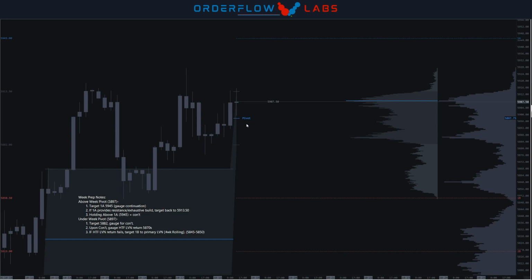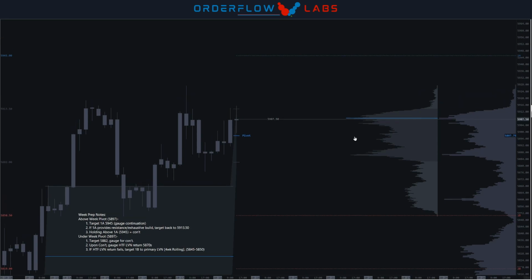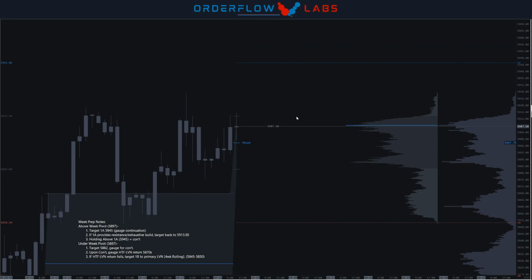As long as we're holding that weekly pivot here down at 58.97 3/4, I want to target activity up into the 1A, which is 59.45. And if we remember from last week, we had a target up at the 59.50s. That area is going to be of reference to gauge for either continuation or an exhaustive look. We've seen exhaustive looks before, where you get an exhaustive node, we come back into prior distribution, and that gets reoffered.